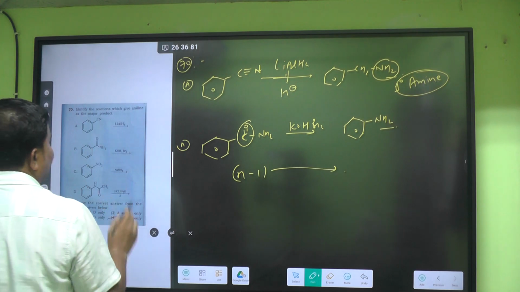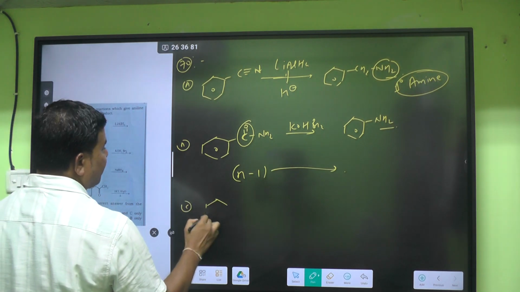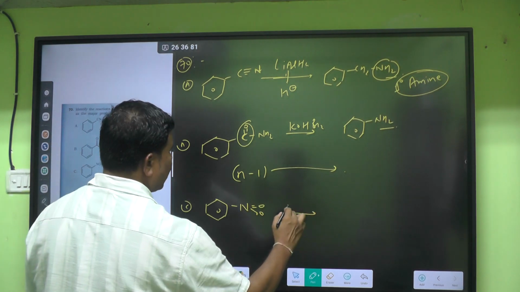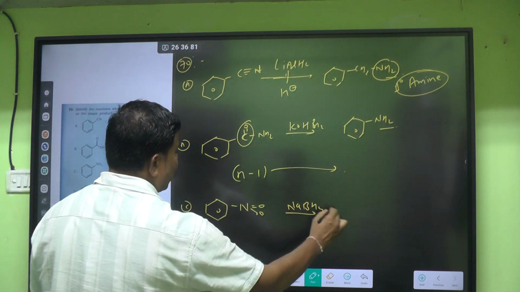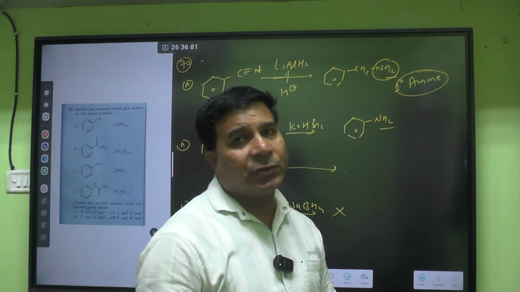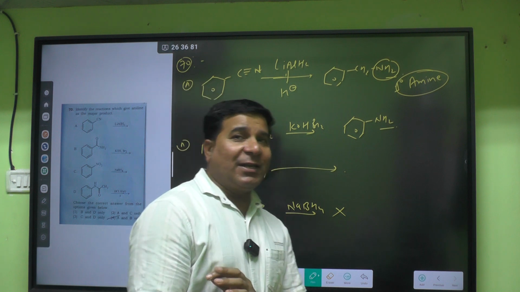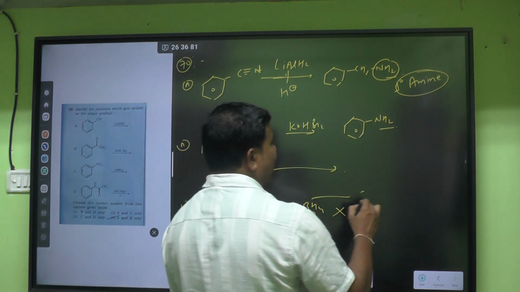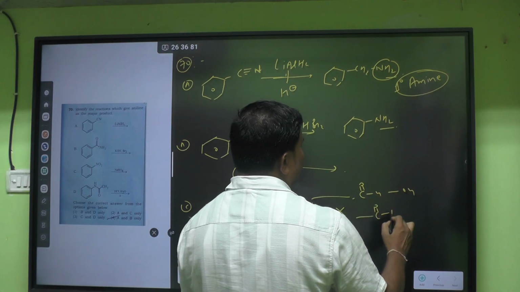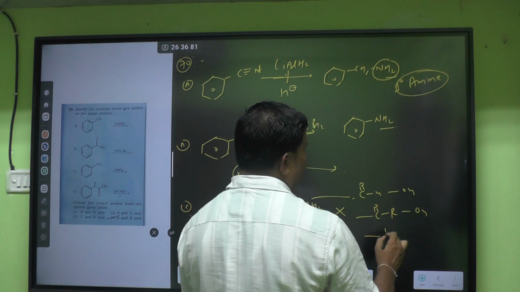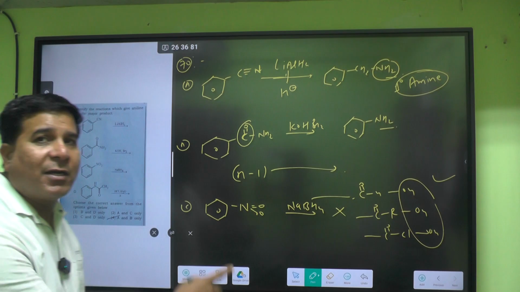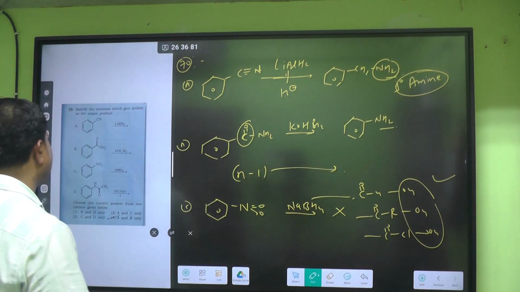Now, sodium borohydride does not reduce this. Remember this concept: sodium borohydride does not reduce the NO2 group. No reaction with sodium borohydride. It is a moderate reducing agent and does not reduce a nitro group into aniline. It reduces only 3 groups: aldehyde converts to alcohol, ketone converts to alcohol, acyl chloride converts to alcohol. Only reduction of these 3 groups; other groups have no effect. Now option C.